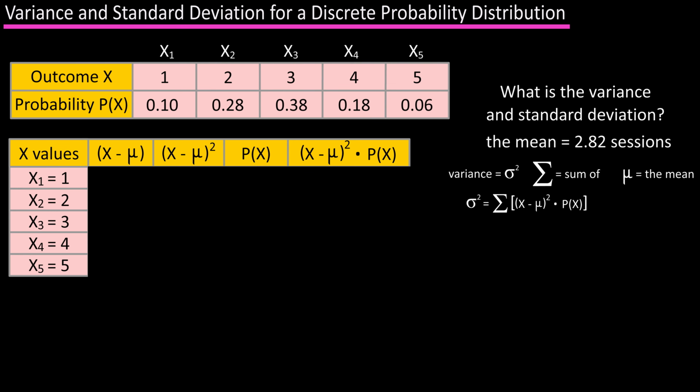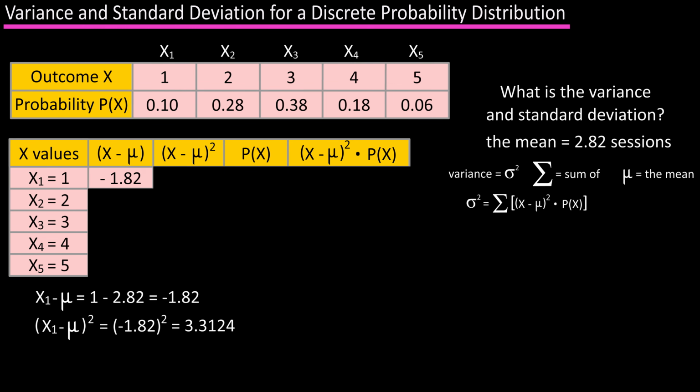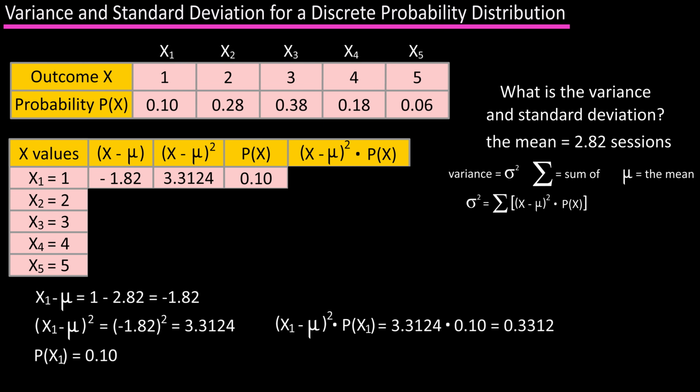For the x1 row, we have x1 minus mu, which is 1 minus 2.82, which equals negative 1.82. x1 minus mu squared is negative 1.82 squared, which equals 3.3124. Next, we have the probability of x1, which equals 0.10. And now for the final column, we have 3.3124, x1 minus mu squared, times 0.10, the probability for x1, which equals 0.3312, and the first row is complete.